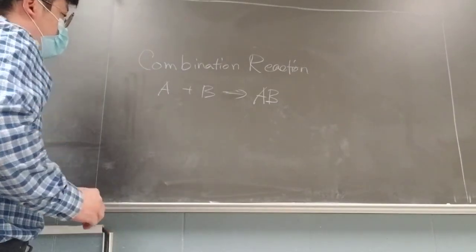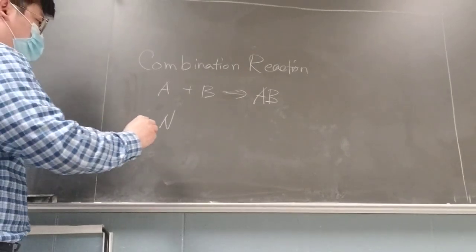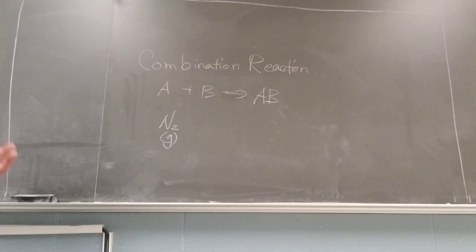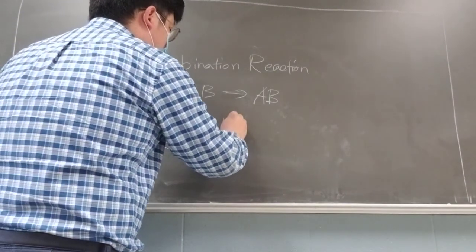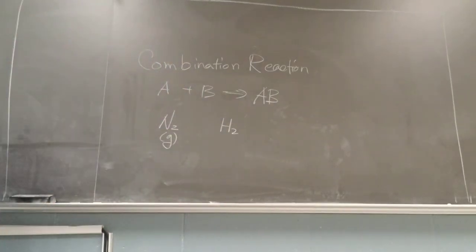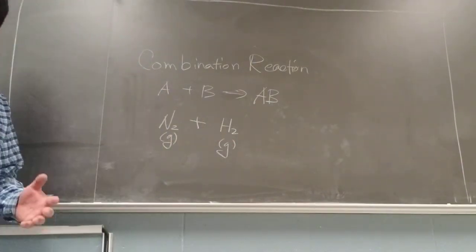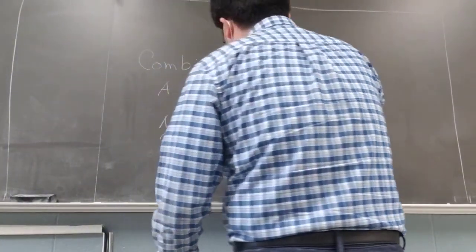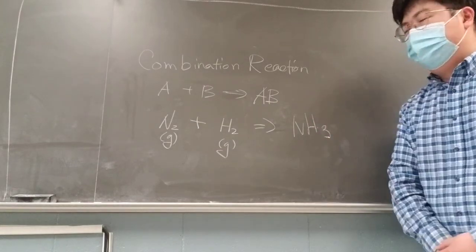So I can give you one example, is this one. Nitrogen gas is also a diatomic molecule, so it'll be not just N, but N2, okay? And the hydrogen here also is a diatomic molecule, so it's not just H, but H2, okay? So if we try to combine these two, we put the combination reaction over here, they're going to make ammonia, okay?